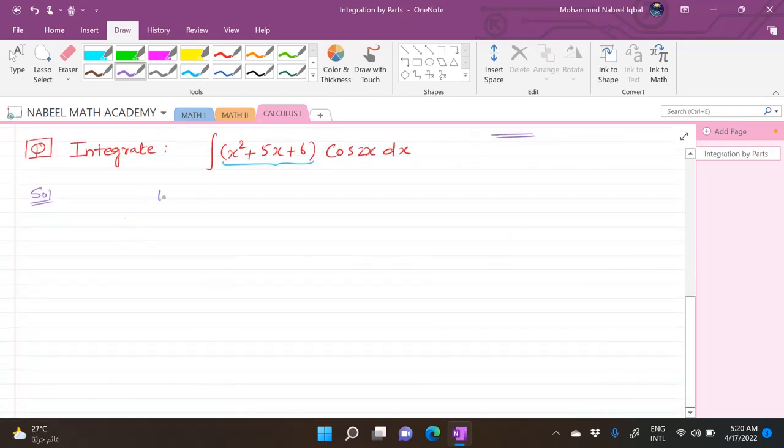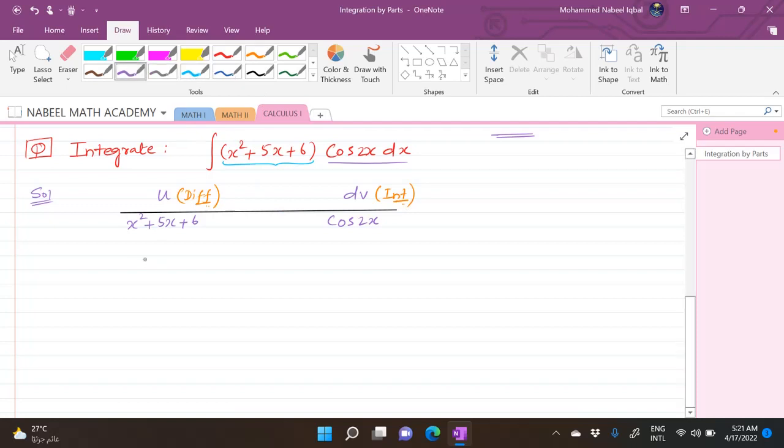So this is the thing you have to remember for applying the tabular method. So I write it here u, and this is my dv. This is x square plus 5x plus 6, and here it is cosine 2x. So I start the process here. What happened here? You have to do continuous differentiation here, and here you have to do continuous integration. You have to stop at 0.